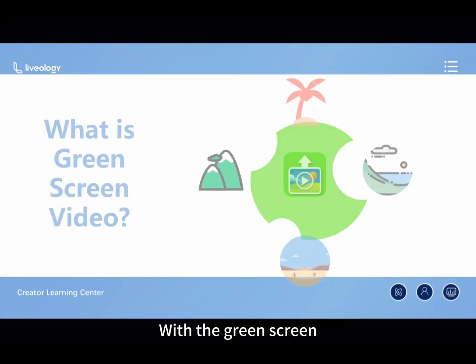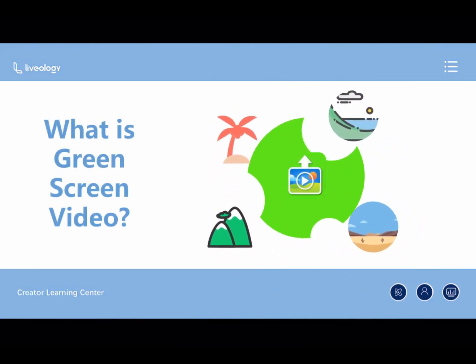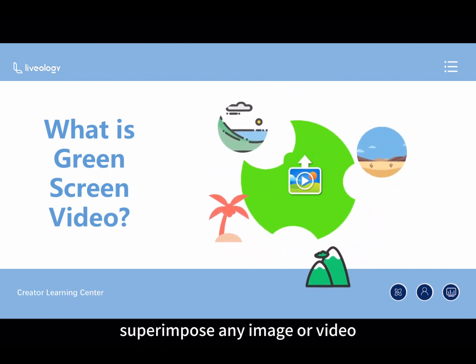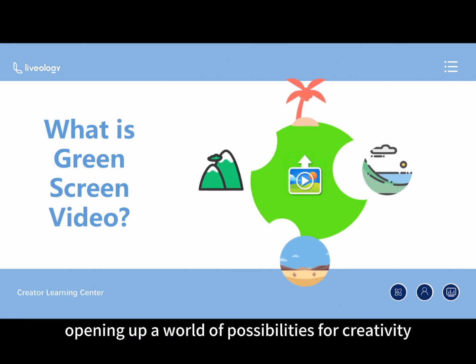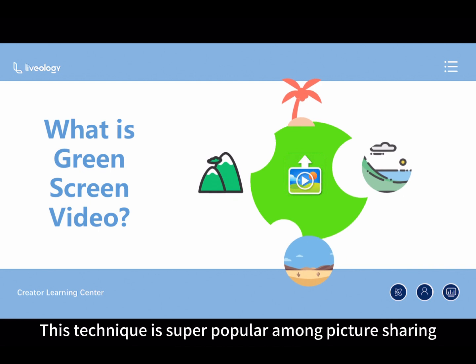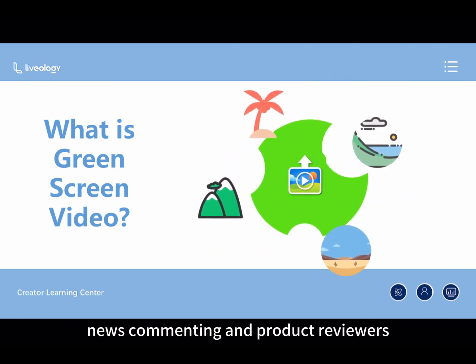So what is green screen video? With the green screen, users have been able to set their videos anywhere they can imagine. It allows content creators to easily superimpose any image or video they want in the background, opening up a world of possibilities for creativity. This technique is super popular among picture sharing, news commenting, and product reviewers.